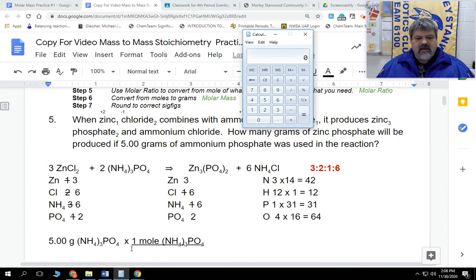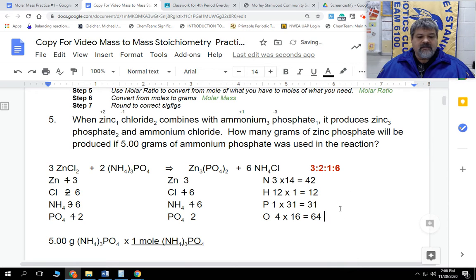But let's go ahead and do the oxygen. 4 times 16 equals 64. That's good. So now all we have to do is add those up. So we're going to take 42 plus 12 plus 31 plus 64 equals 149. So the molar mass is 149 grams.